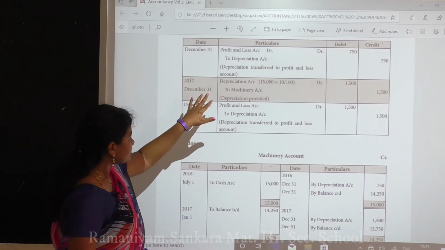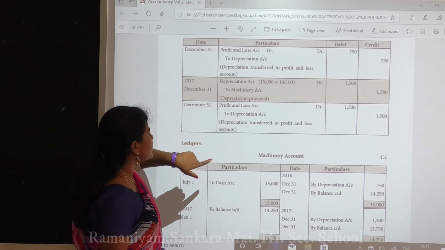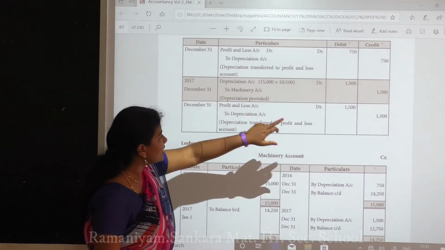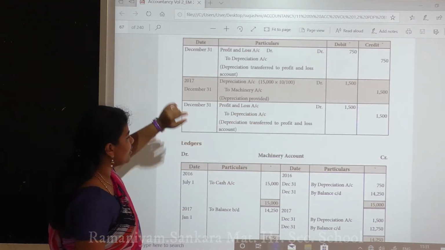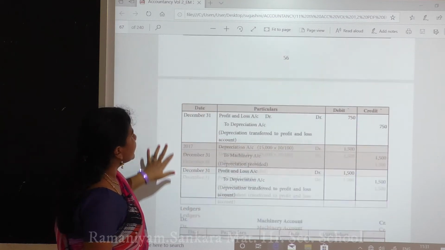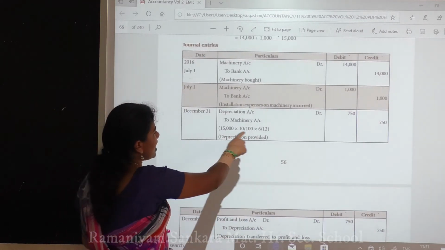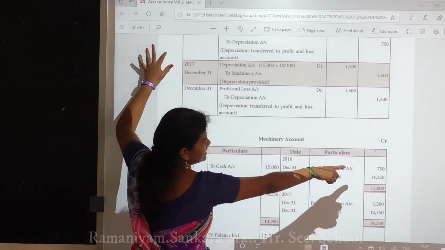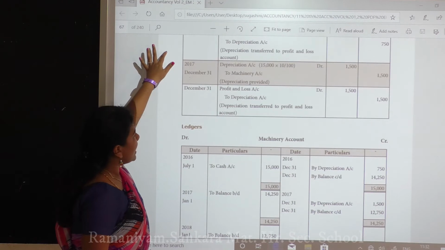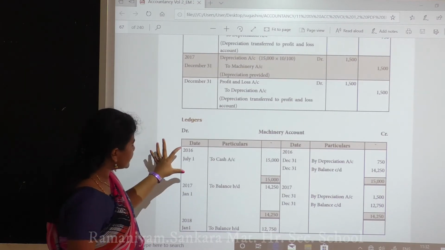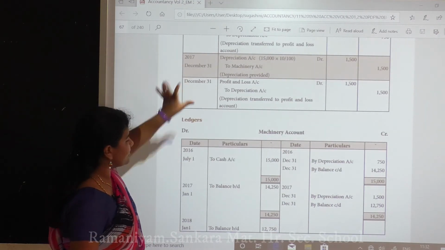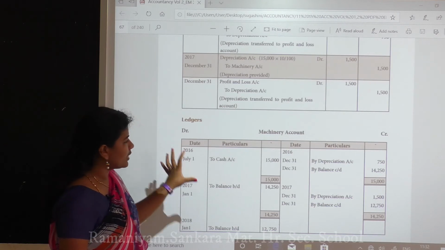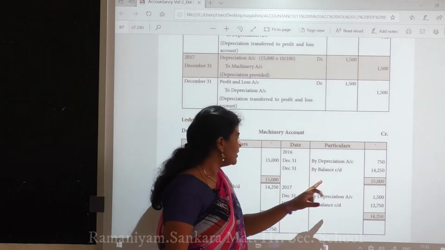Another thing: where did the machinery come? Here the machinery account is credited, 1,500. Again you have to see that the machinery account is credited 750, so on the credit side you have to mention 750. This is in 2016 only; don't take the 2017 one here. Take the 2016 one only, which is 15,000.